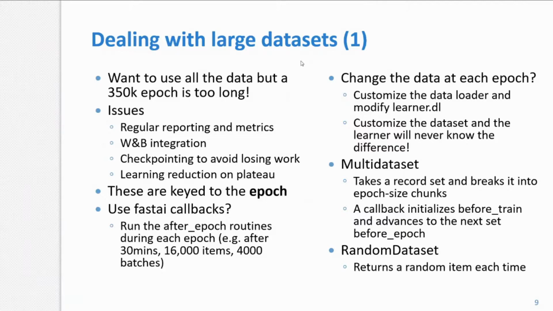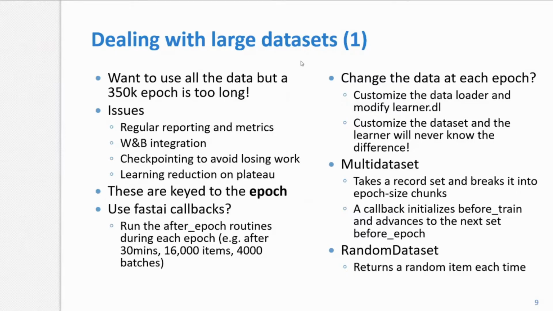What are the issues? You want to have regular reporting and metrics. You'd like to have Weights and Biases integration to see how things are going. You'd like to have checkpointing. You don't want to have something blow up 345 images into your epoch and lose your work. You'd like to do things like learning rate reduction if your system's plateauing. And in FastAI, in any case, these things are primarily keyed to the epoch. So you wait till the end of the epoch, you pause, you do some validation, you save some checkpoint files and so on.